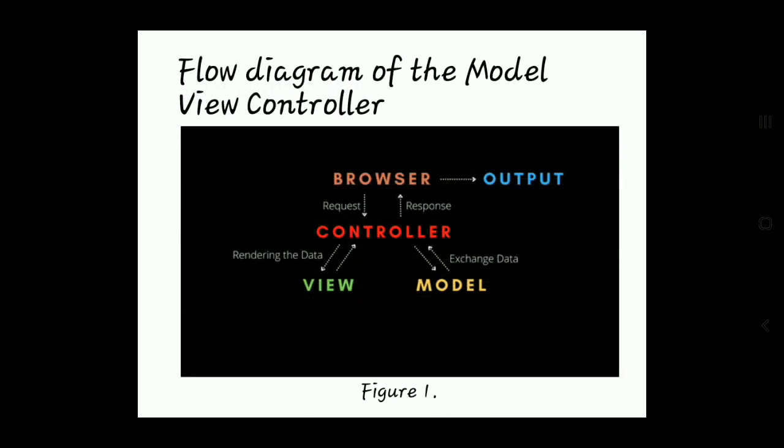So we have here a flow diagram of the model view controller or MVC. You see you have the browser. We have an arrow to request in the controller and render the data sent to the view.